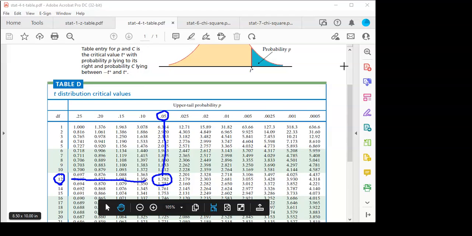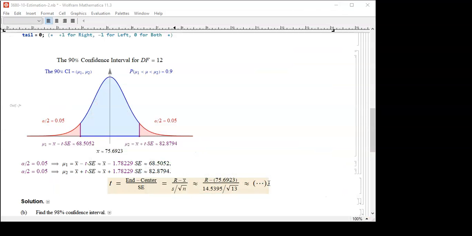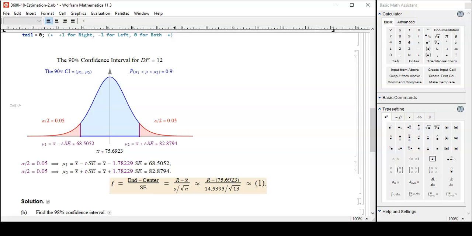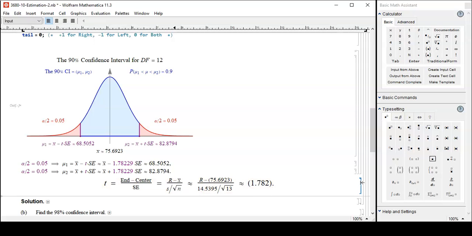1.782. That's your t-score. Does it make sense? 1.782, degree of freedom 12, and this probability is 5%. 90% in the middle, 5% left, 5% right. So 0.05 is there, 1.782. All right, 1.782. From here, looking for the R value, that's not too bad.